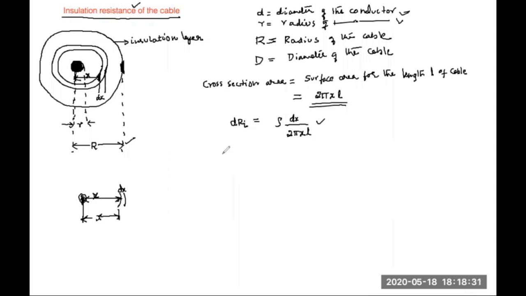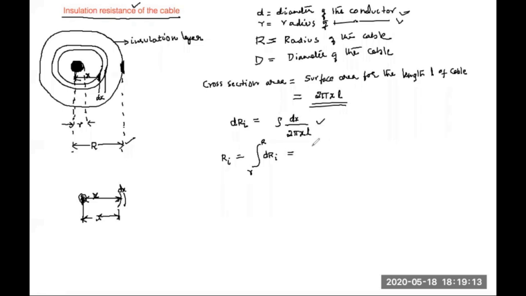But I actually want the total insulation resistance for the whole cable. That will be given by Ri. Small dRi means it's for a small distance. But here Ri, how will I find this? You integrate this, the small dRi you have got. From where to where shall I integrate this? From small r to capital R. From there to there, what is the total resistance of what? Of the insulator. Clear?